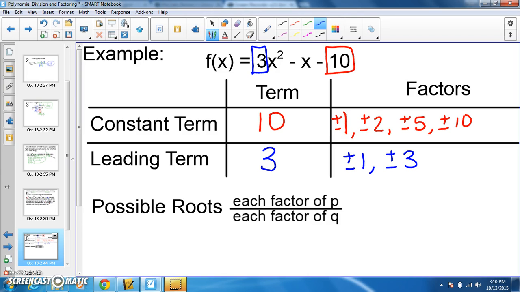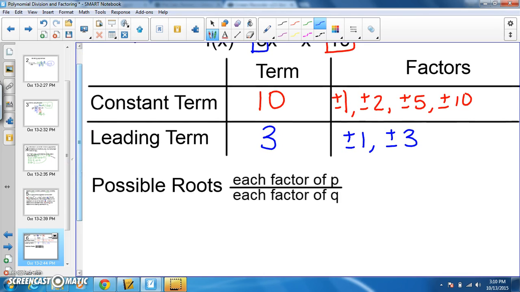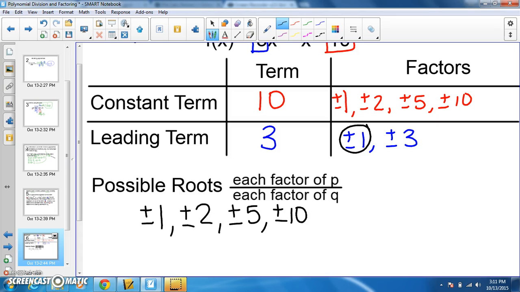So, we can test each possible root by plugging it into the original equation. Then, if we get the result, you'll have found your roots of our equation. But first, we're going to find all of our possible roots. So in order to find all of our possible roots, we have to find all of the combinations between this. So we have plus or minus. We're going to divide by 1 first. So we have plus or minus 1, positive or negative 2, positive or negative 5, and positive or negative 10.